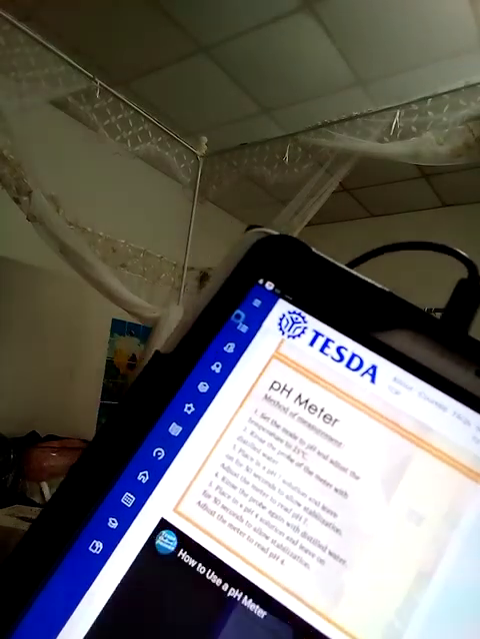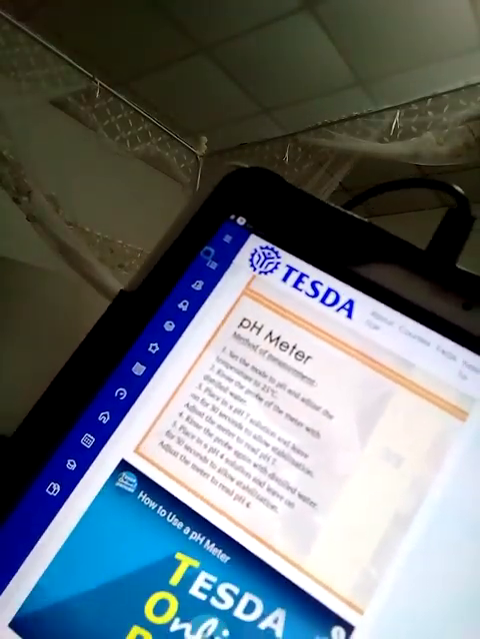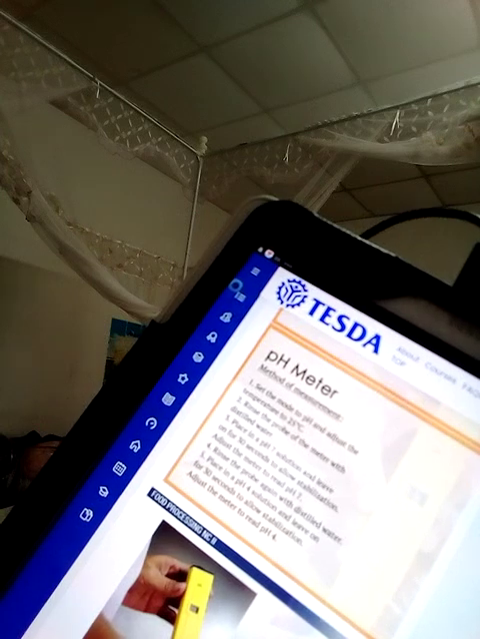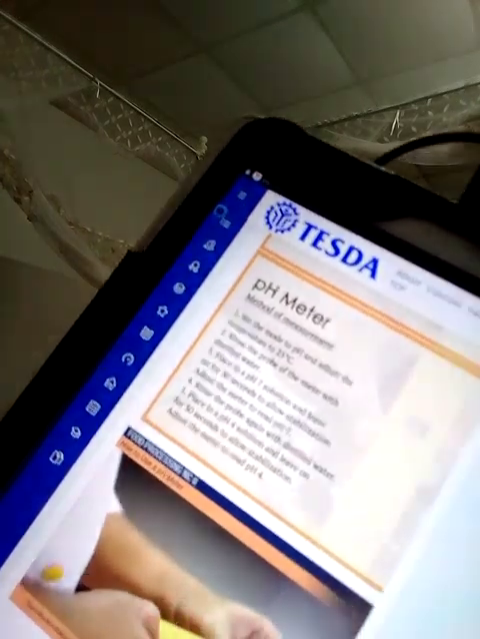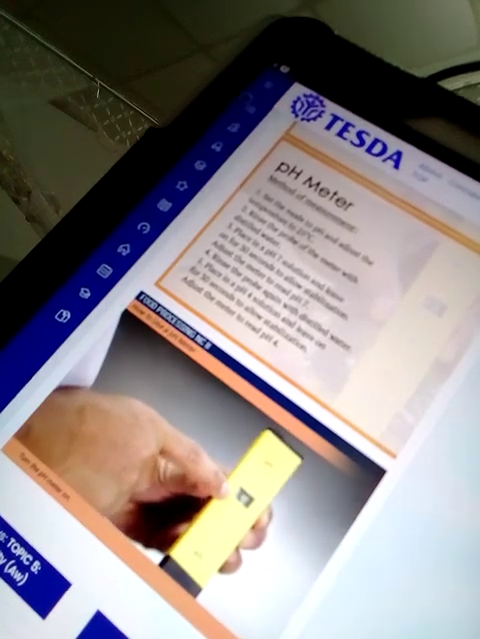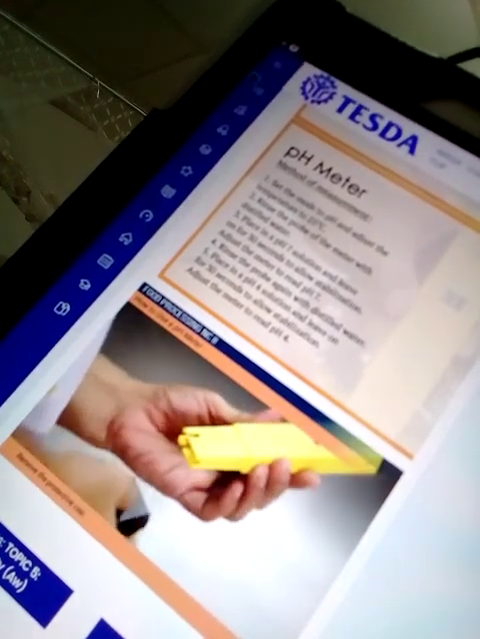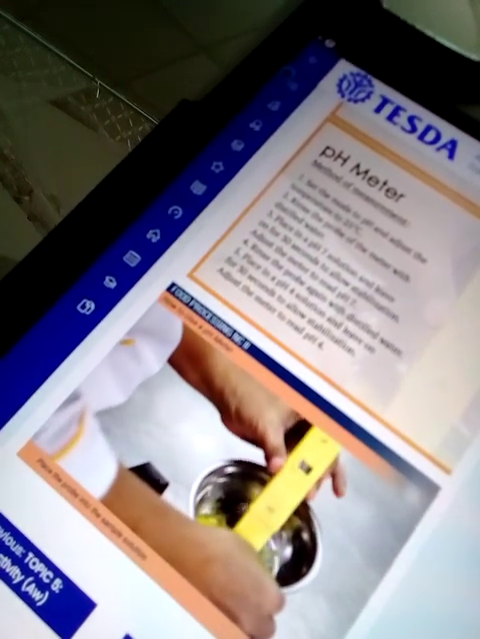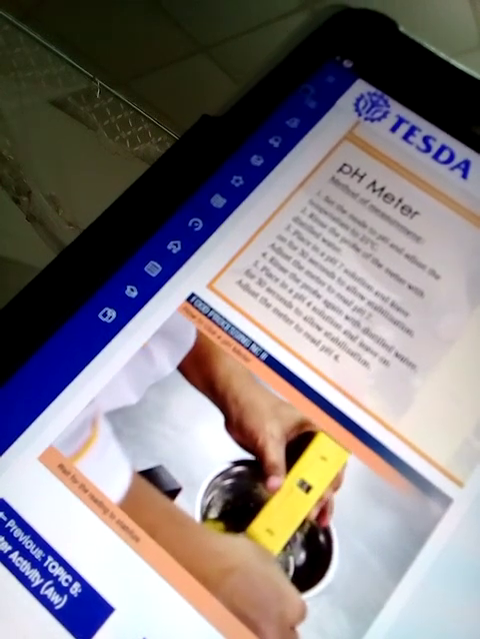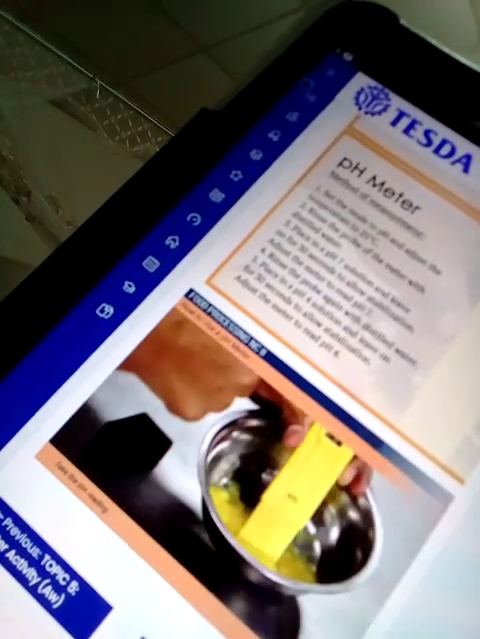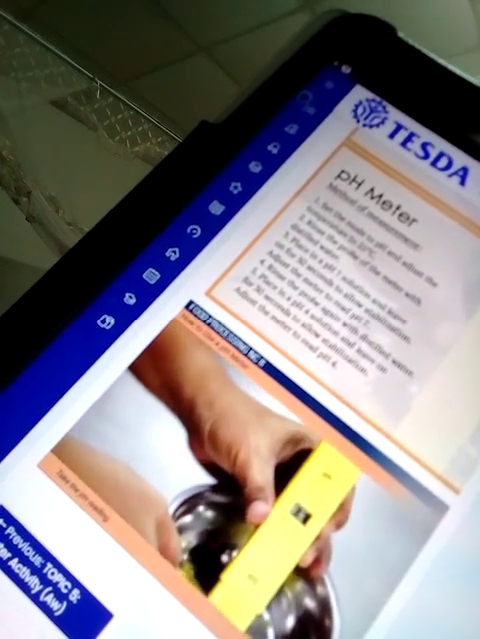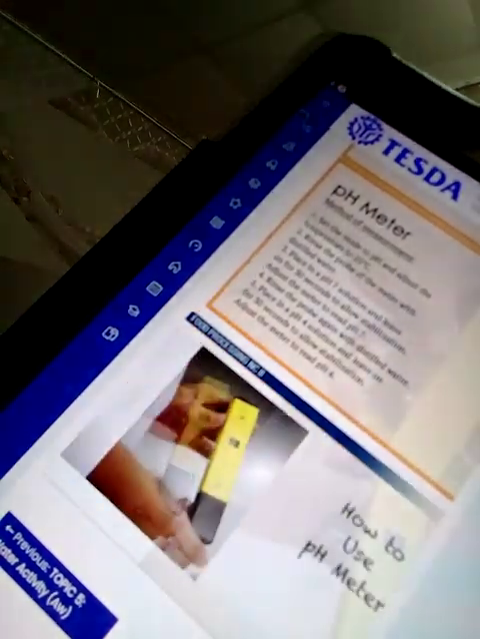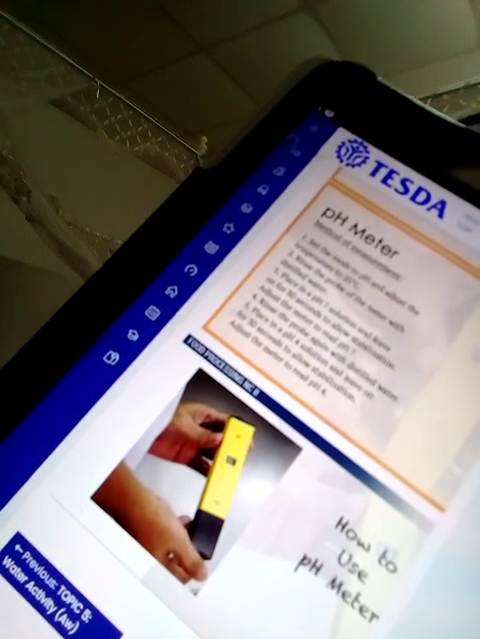So, there's a video. How to use a pH meter. Turn the pH meter on. Remove the protective cap and place your probe into the sample solution. Wait for the reading to stabilize. Take the pH reading. Then rinse and wipe the probe after use. So it's easy, guys.